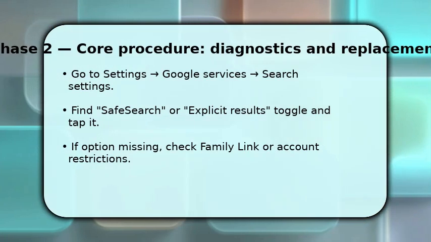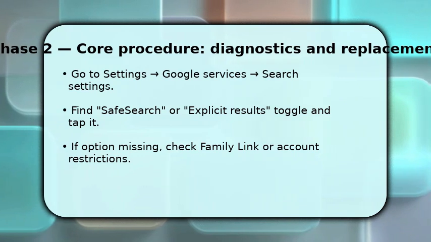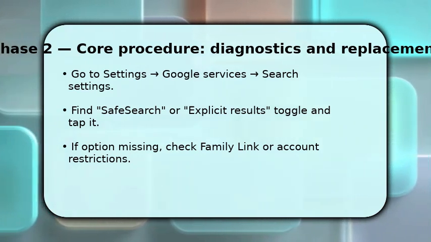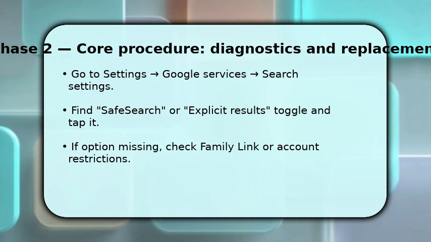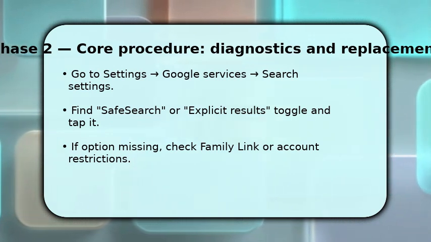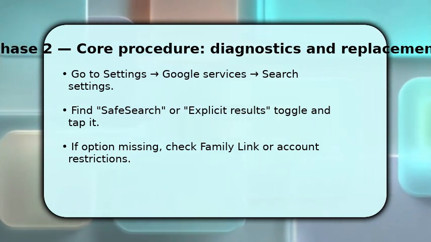Now you locate the Safe Search control inside Search Settings. Scroll to Safe Search Filters or a similarly named option. You'll see a toggle called Hide Explicit Results. Turn that off to allow unrestricted search results.